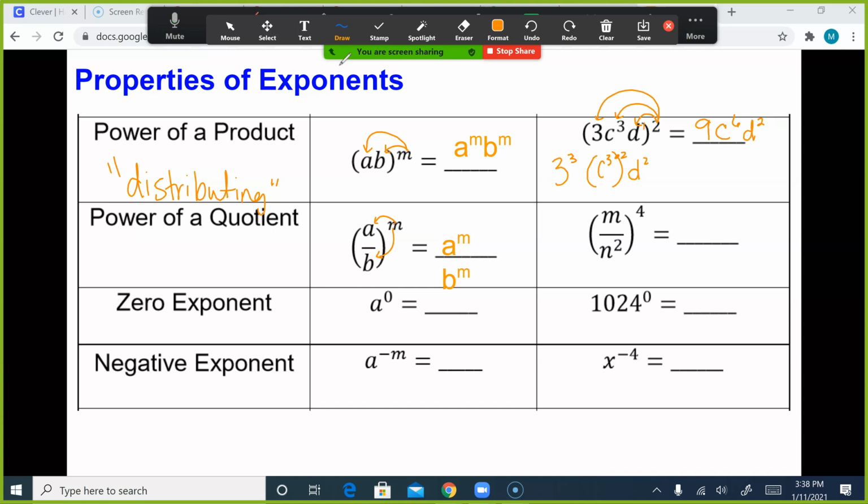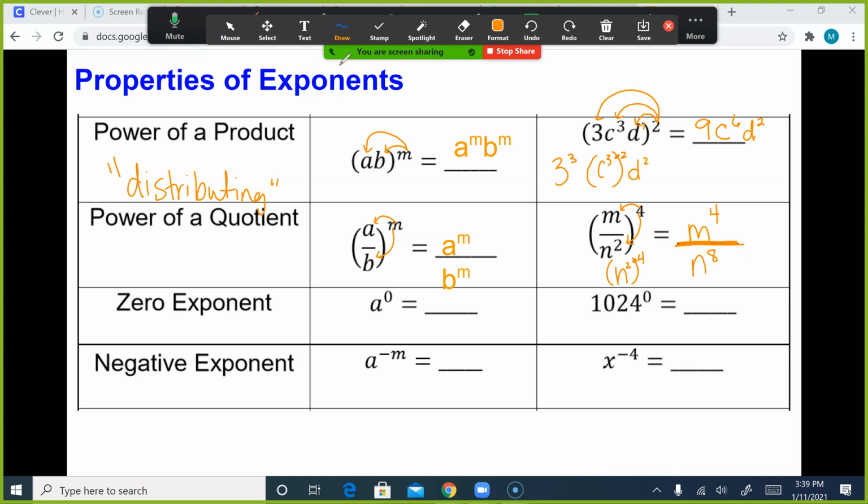So then here, we're going to apply it to the numerator and get m to the 4th. Then when we apply it to the denominator, we get n squared to the 4th, which again, a power to a power, we multiply those together and get n to the 8th. So again, it stays a fraction. If it's on the numerator, it stays in the numerator. If it's on the denominator, it stays in the denominator.